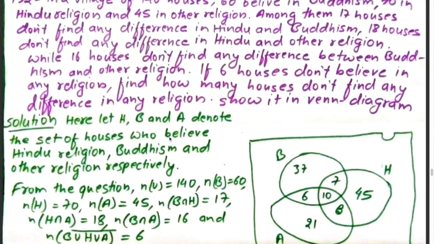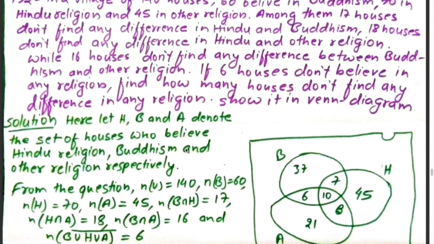Here is question number 152. In a block of 140 houses, 60 believe in Buddhism, 70 in Hindu religion, 45 in other religions. Among them, 17 houses don't find any difference between Hindu and Buddhism, 18 houses don't find any difference between Hindu and other religion, while 16 houses don't find any difference between Buddhism and other religion. If 6 houses don't believe in any religion, find how many houses don't find any difference in any religion.